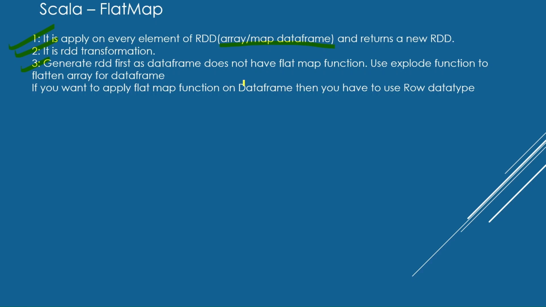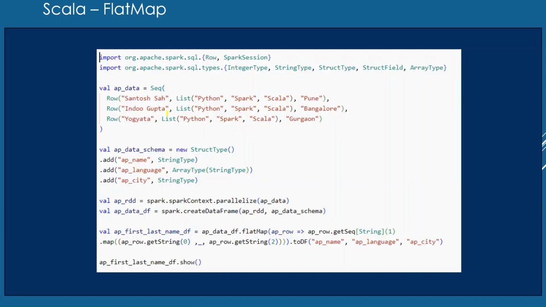Use the explode function to flatten any array of the data frame. If you want to apply the FlatMap function on a data frame, then you have to use the row type. Maybe it will be a little bit confusing, but when I show you in a practical example now, then you will understand better.